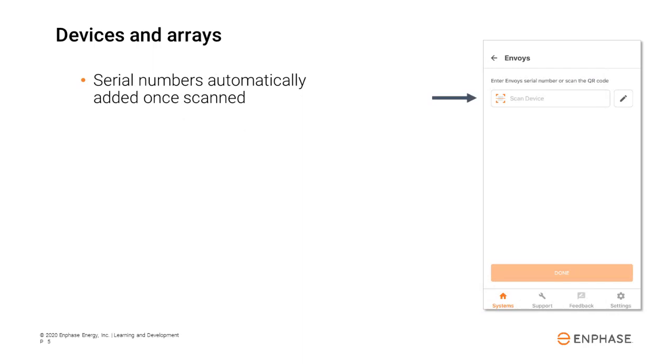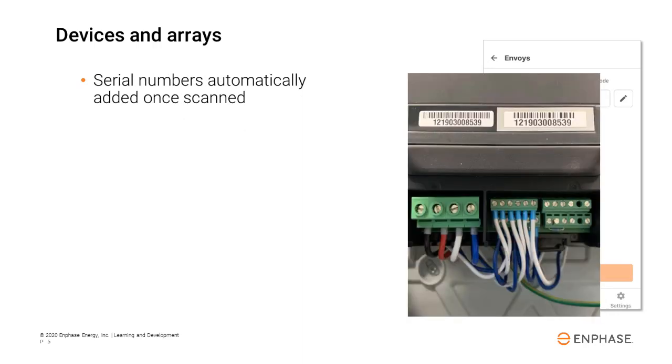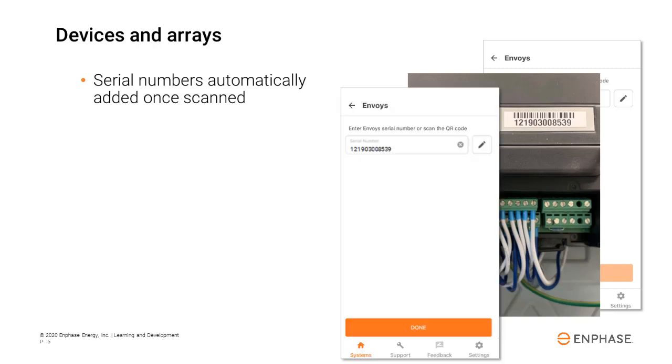Tap in the Scan Device box to open the camera scanner. Position the camera over the barcode that you want to scan. Once the barcode is in view, the serial number will automatically be added. Tap Done and scan the microinverter.